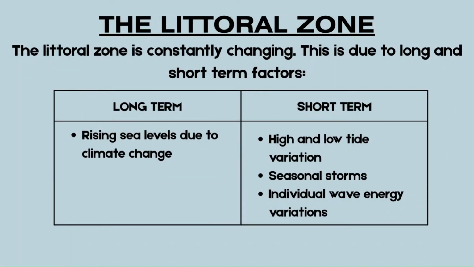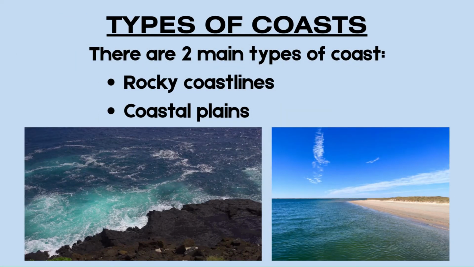The littoral zone is constantly changing due to long and short-term factors. In the long term, climate change and the resulting changes in sea level influence the littoral zone. In the short term, the variations between high and low tides and the energy differences between individual waves can impact the environment.